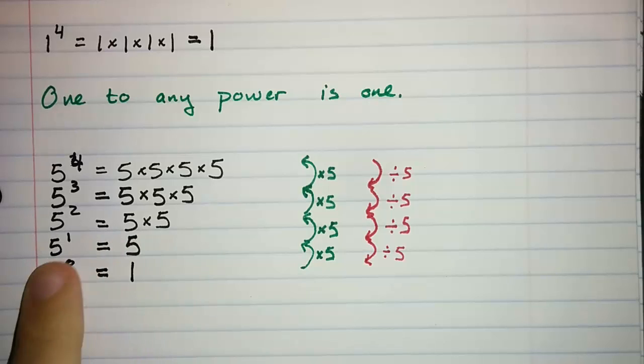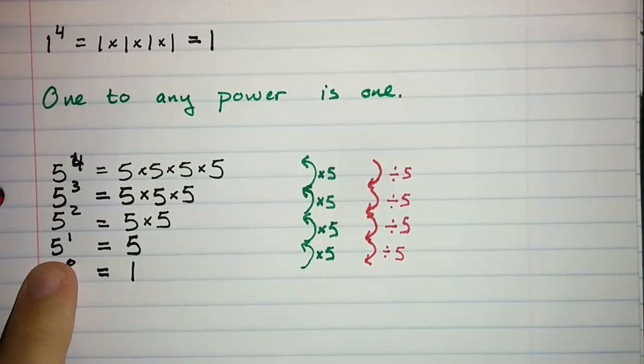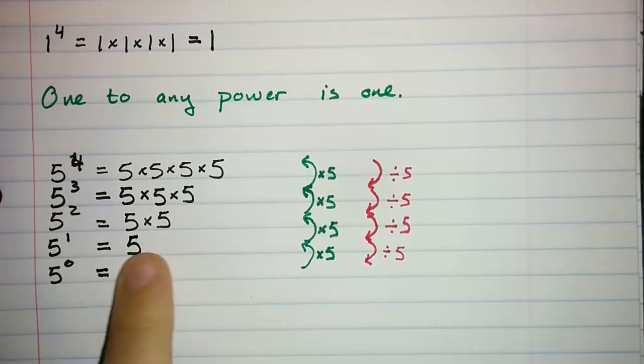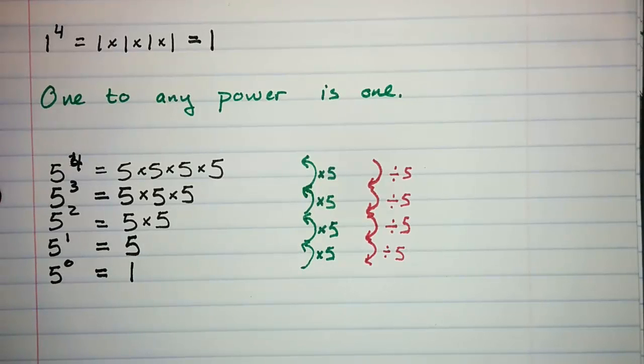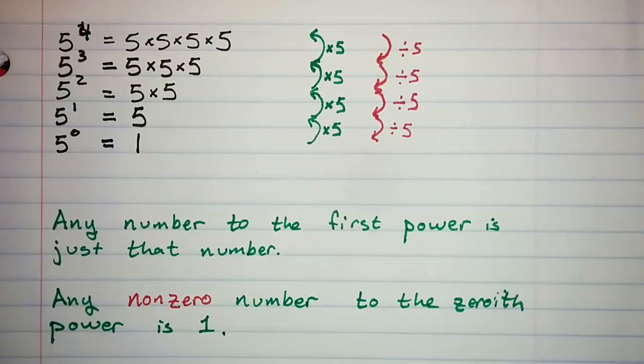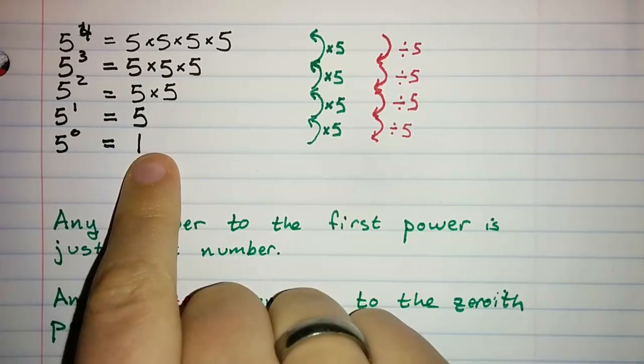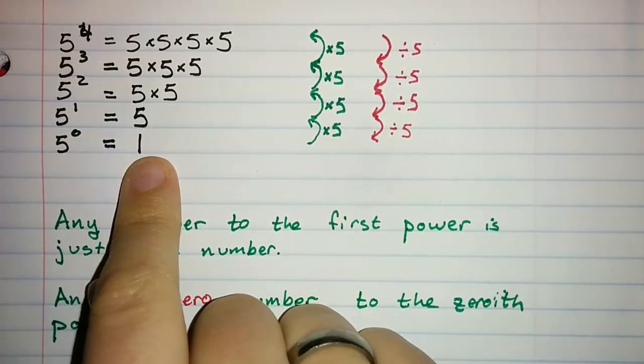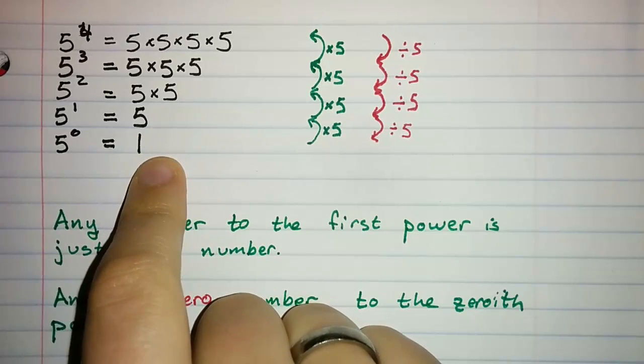Now 5 is not magic here, right? We could replace 5 in this line of logic by any other whole number except for 0. Any number to the 1st power is just that number. And that even makes sense for 0, right? It even makes sense to say 0 to the 1st power is 0. That's okay. Any non-zero number to the 0th power is 1. Right, just like we take 5 divided by 5 is 5 to the 0, we could take 3 divided by 3 is 3 to the 0, and so on.